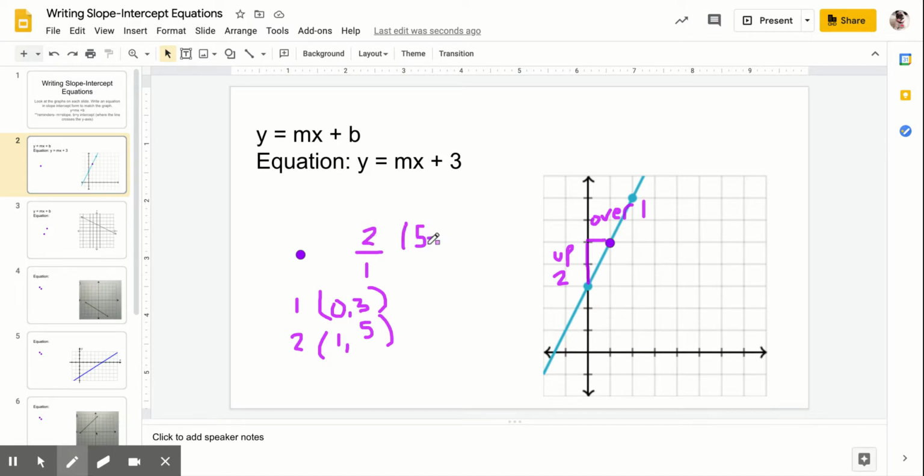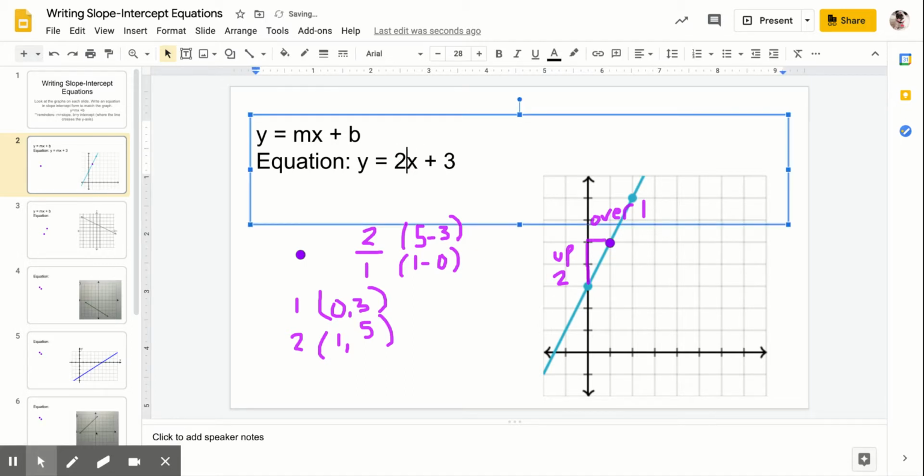If the counting doesn't really make a lot of sense to you and you're more mathematical and find it easier to think about it in equations, you can do it this way too. So 5 minus 3 was 2, and then 1 minus 0 would be 1. So I still got that 2 over 1. Then I'm just going to change my m to my slope, which is 2. So there's my equation right there.